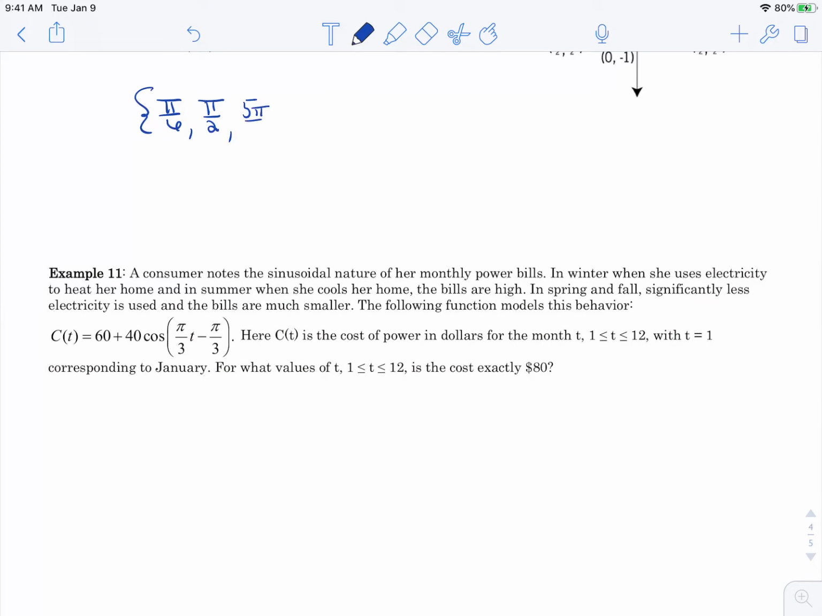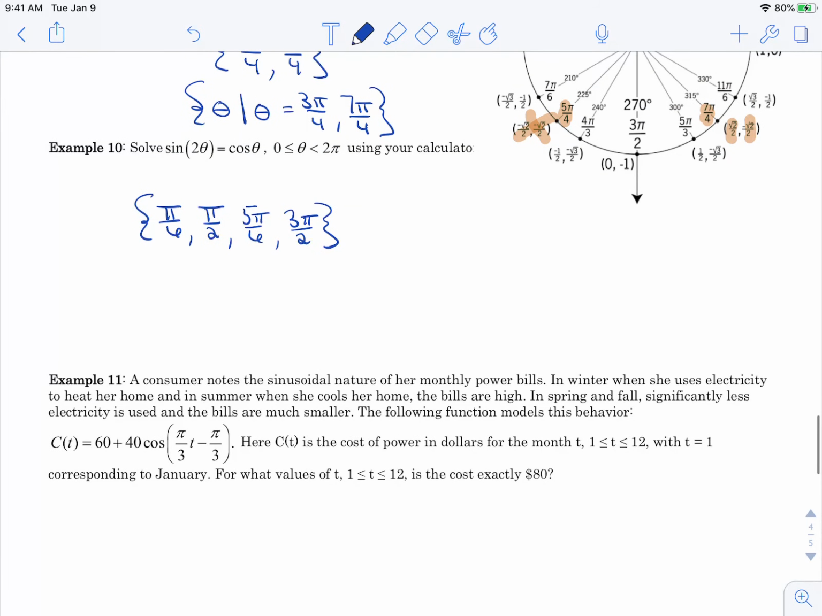5 pi over 6, and 3 pi over 2. So sometimes I'm going to have you just use your calculator. Because also, this one, I would be a little stuck, right? My period is pi for one, but it's 2 pi for the other. It'd be a little hard.